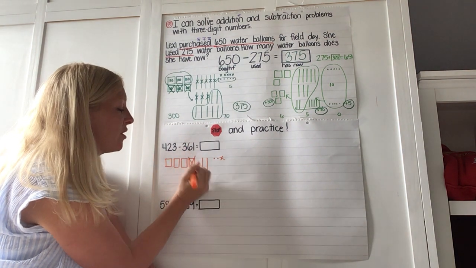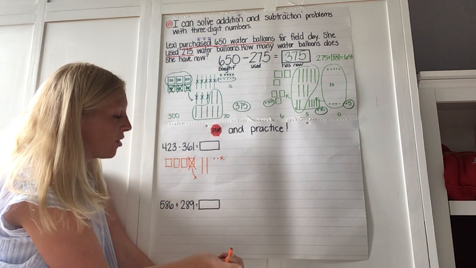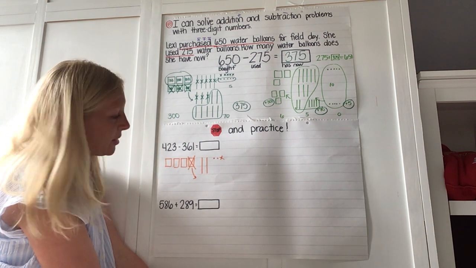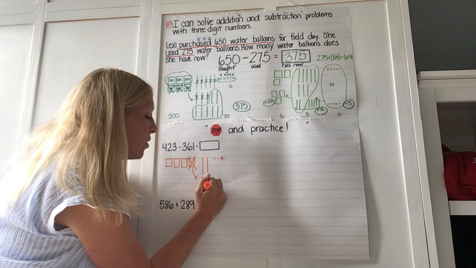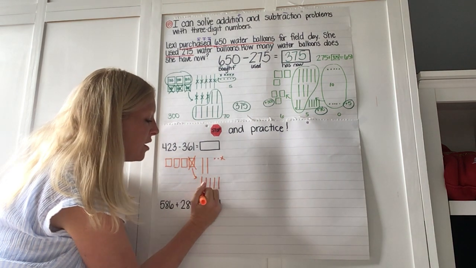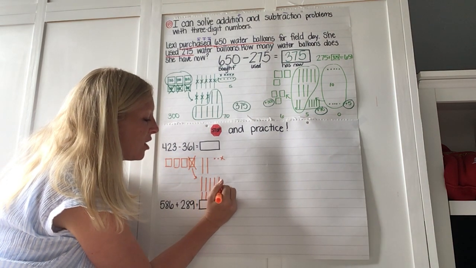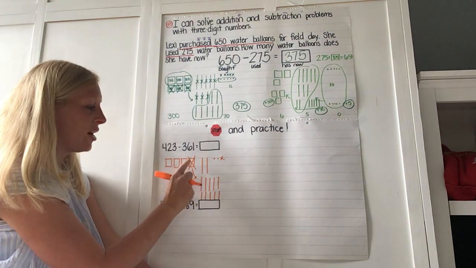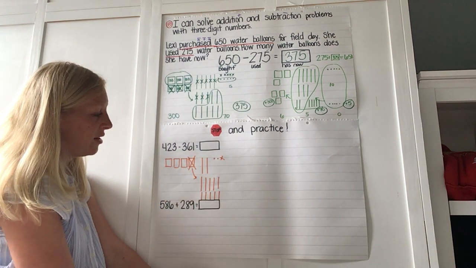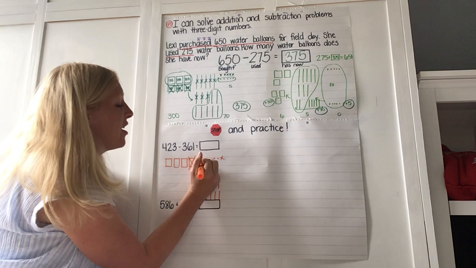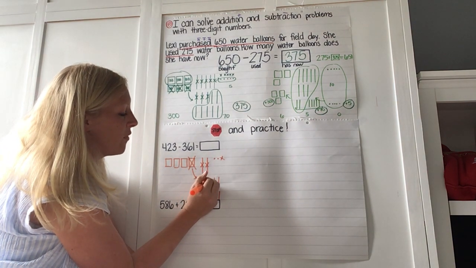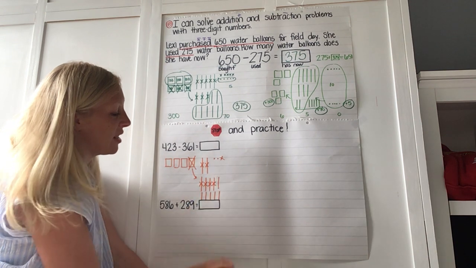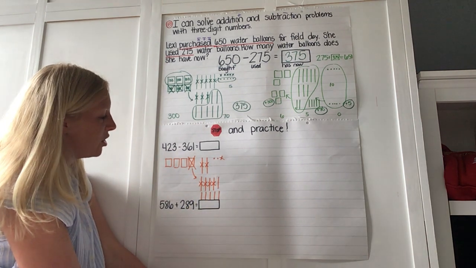So we crossed off one of those hundreds, and what are you going to put in its place? 10 tens, okay. 10, 20, 30, 40, 50, 60, 70, 80, 90, 100. Trade 100 for 100. Okay, and then you took away those 6 tens. That's 2, 3, 4, 5, and 6. Okay? And then what did you do next?